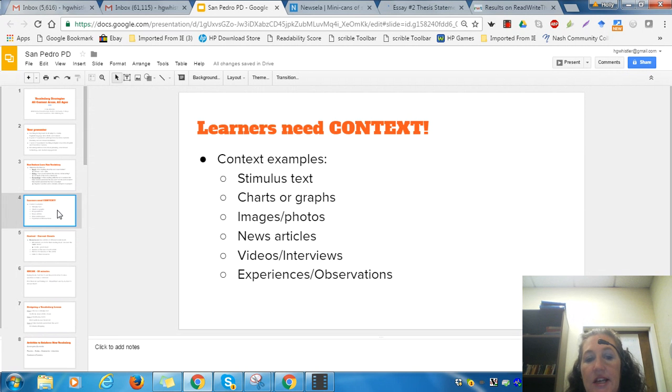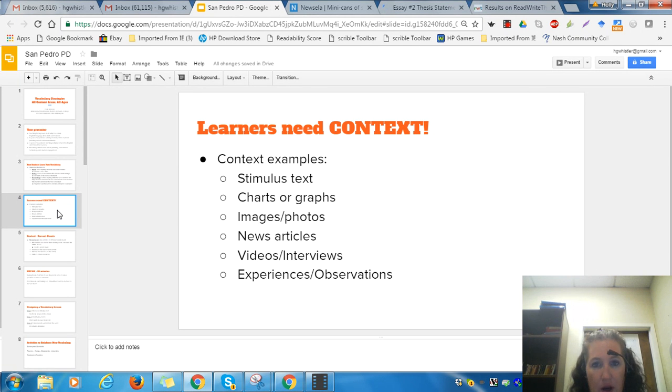The first thing students need as they are growing as learners of new vocabulary is context. So some examples of context are a stimulus text. So for instance, students learn words best when they have other words around them to help them understand how the word fits into the larger vocabulary.